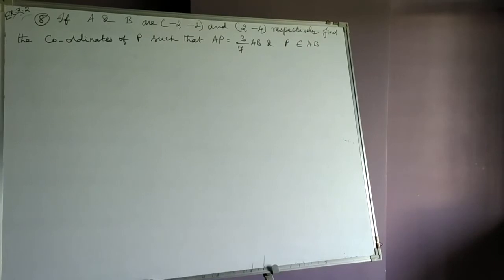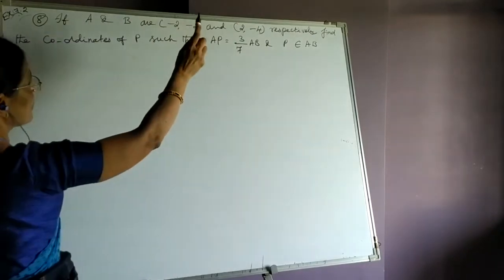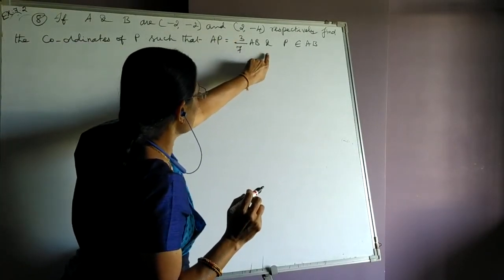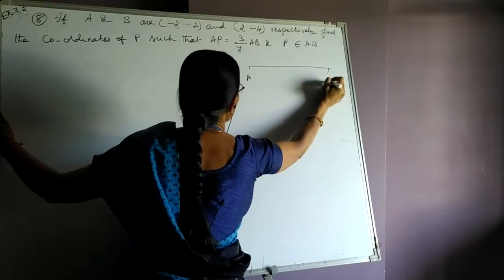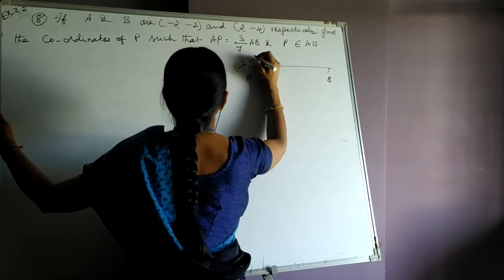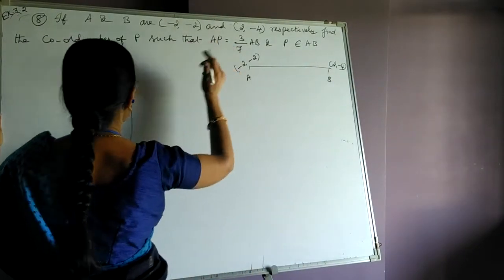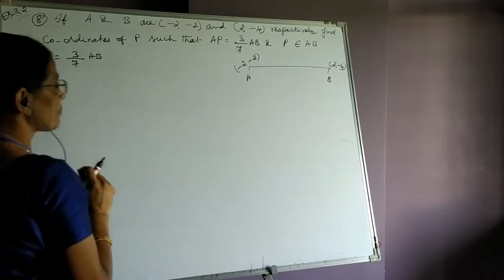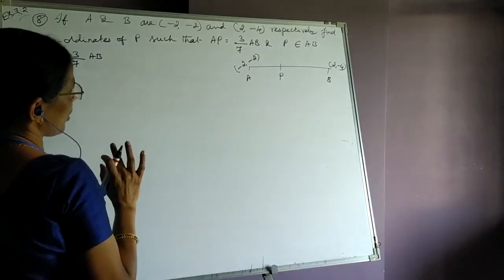If A and B are minus 2, 2 and 2, minus 4 respectively, find the coordinates of P such that AP is 3 upon 7 AB and P belongs to AB. So AB is a line segment. Endpoints of the line segment are given: minus 2, 2 and 2, minus 4. But here a small difference, AP is equal to 3 upon 7 AB. P is a point on AB.